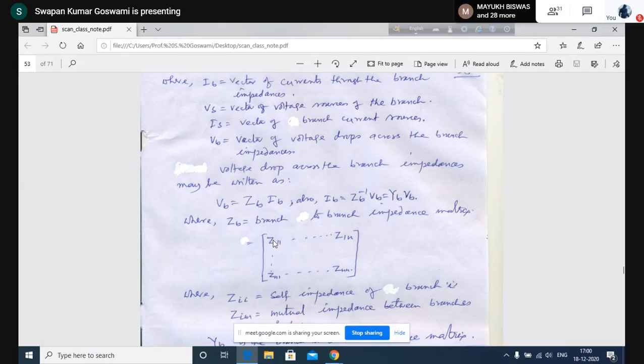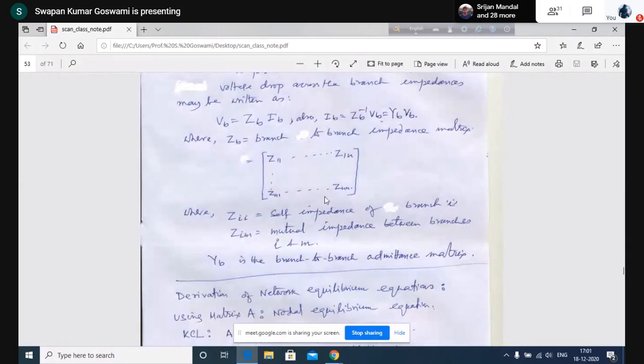That means there will be self-impedance as well as mutual impedance. Self-impedance of branch 1 is Z11, self-impedance of branch N is Znn. Mutual impedance between branch 1 and branch N is Z1N, between branch 1 and K it is Z1K, between branch 2 and I it is Z2I, like that. So there are self impedances at the diagonals and mutual impedances which are the off diagonal terms, the elements that are not the diagonal terms.